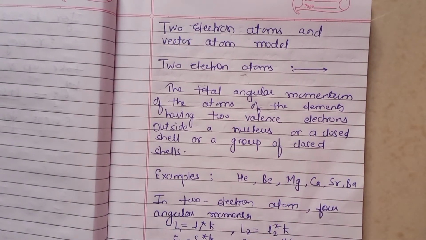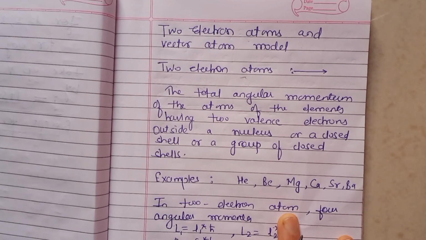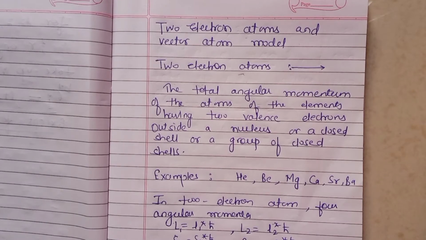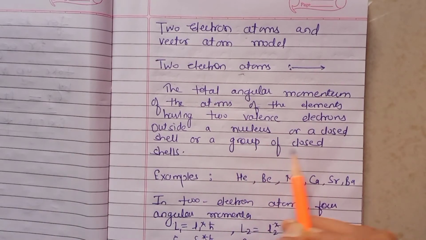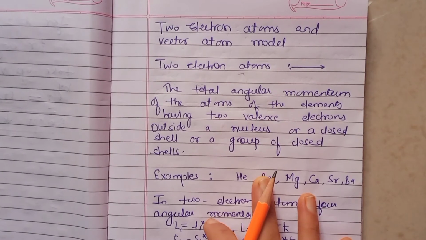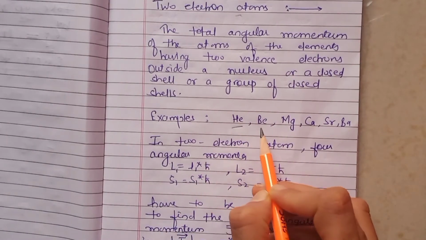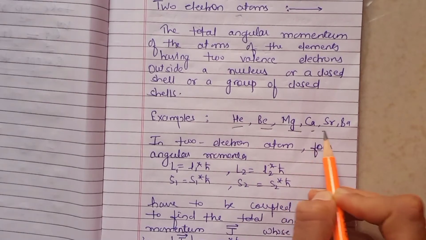of the atom. Like in one electron system, we have one unpaired electron. In case of two electron systems, we have two unpaired electrons or two valence electrons, which will contribute for the total angular momentum of the atom. Because we know that the electrons from the closed shell, they do not contribute to the total angular momentum of the atom. Now, examples are helium, beryllium, magnesium, calcium, strontium, and so on.